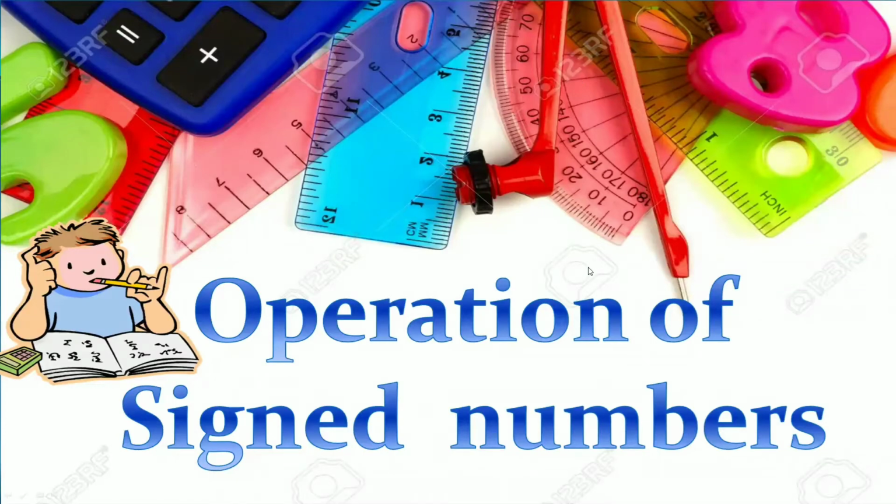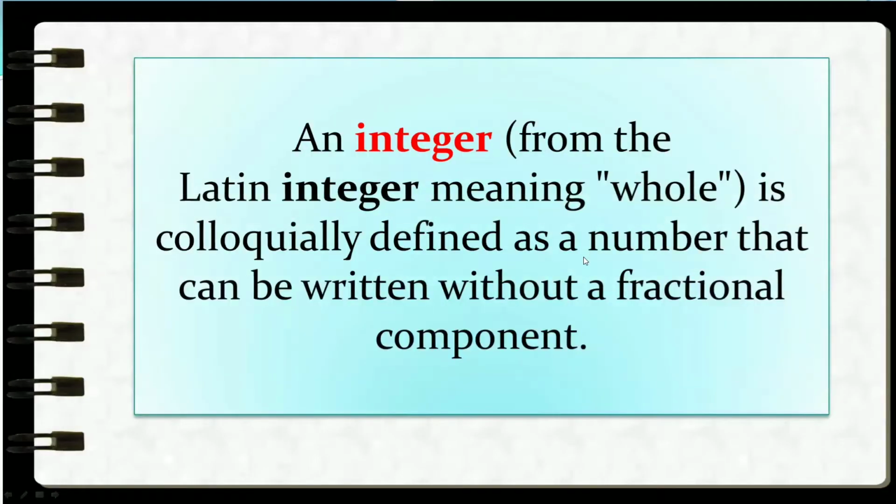Hi, for today's video, we will be talking about operation of signed numbers. Signed numbers are also known as integers. An integer is a Latin word meaning whole. It is colloquially defined as a number that can be written without a fractional component. It means that a number with a fractional component or a decimal component is not an integer.